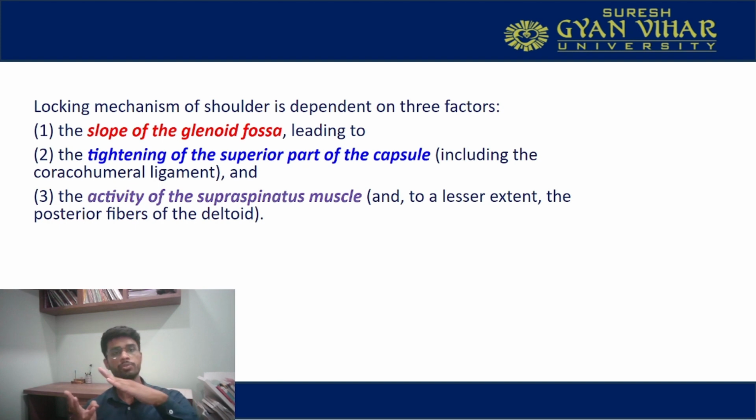So three things are mainly responsible. First is your slope, so that the head can better accommodate over there. Then there was the tightening of the superior part of the capsule and the activity of the supraspinatus muscle. Static stability at the joint is possible because of all these three things. If there is disturbance in any one of the three factors, it can cause inferior dislocation, or it can disrupt the normal arthrokinematics of the joint, and it will not lead to static stability. It will lead to static instability.